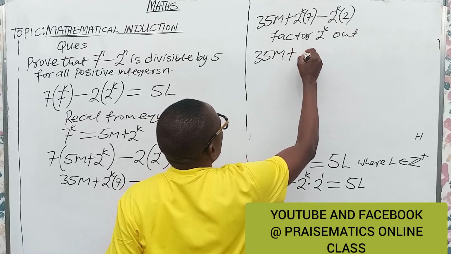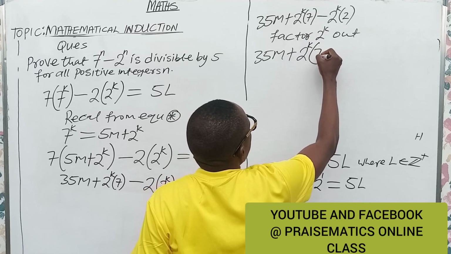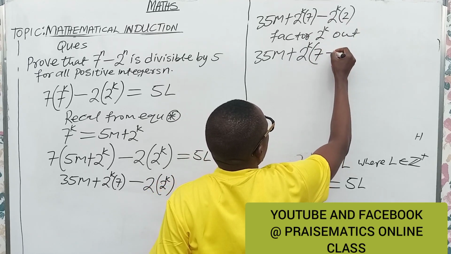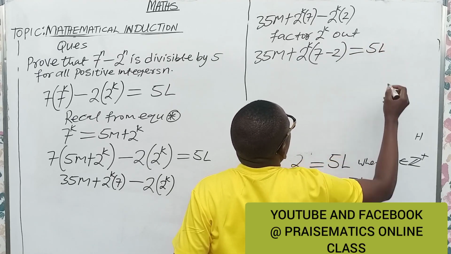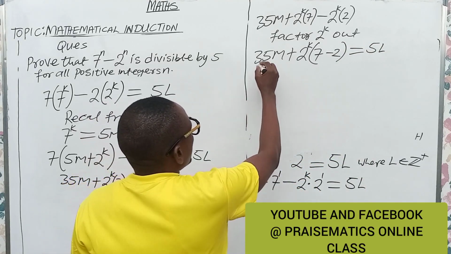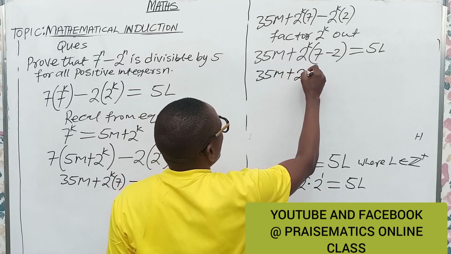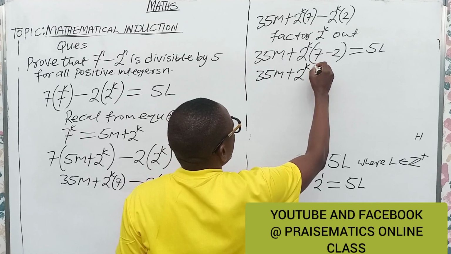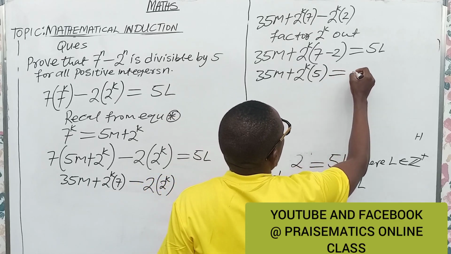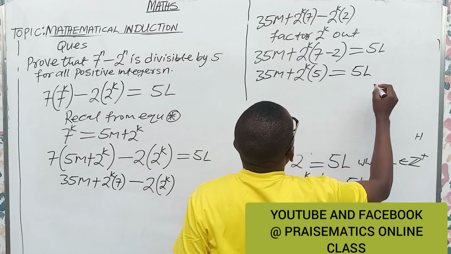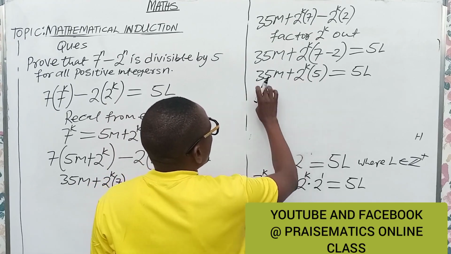So what do we have here? 35m plus 2 raised to power k multiplied by 7 minus 2. Is it divisible by 5m? Okay, having done that, we have that 5m plus 2 raised to power k into this minus this will give us 5. Is it divisible by 5m?